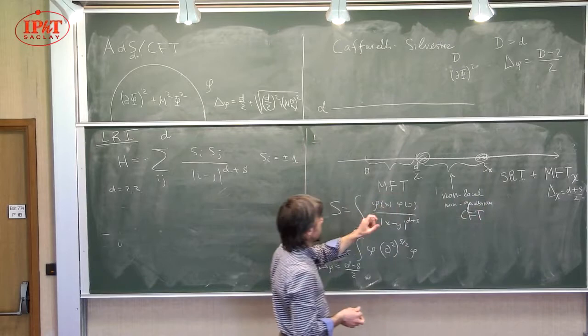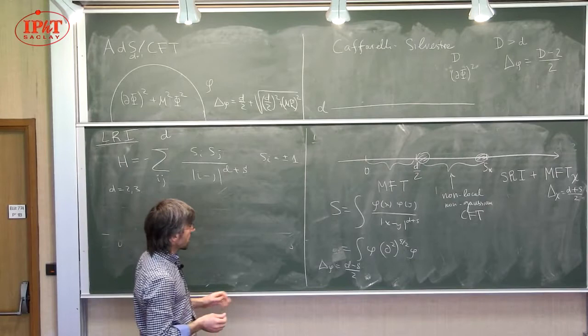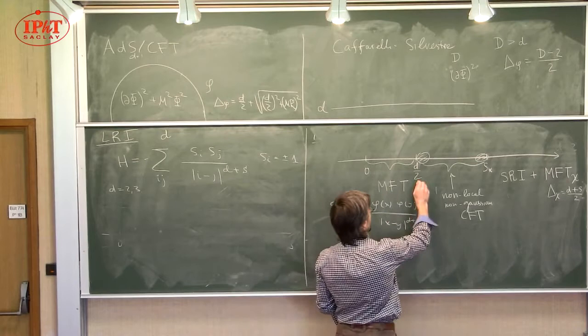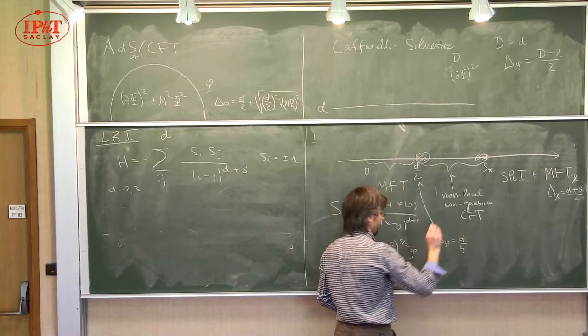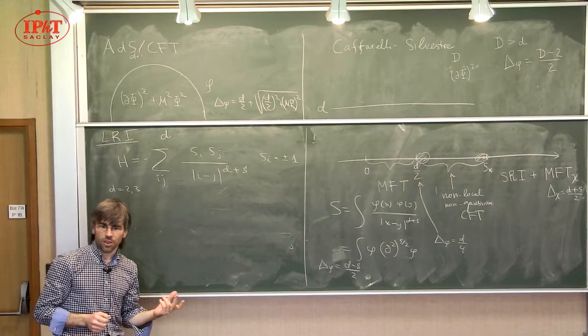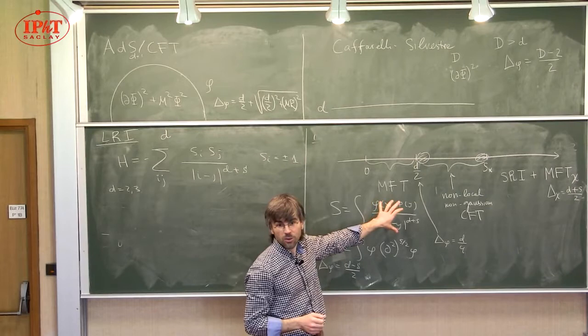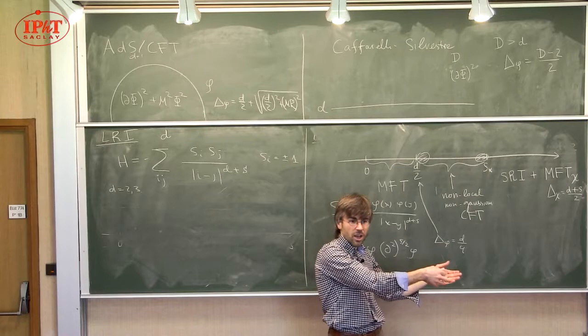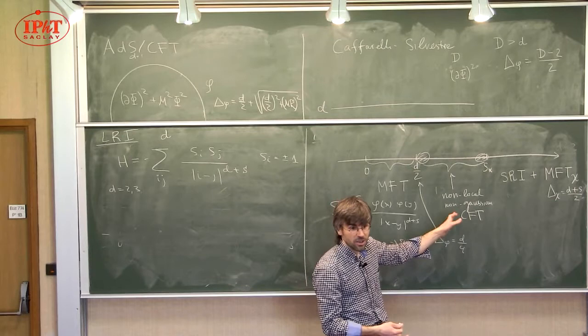So d over 2 is quite easy to understand. What happens when s becomes d over 2? You can see it from here: delta phi is equal to (d minus s) over 2. So at this point, delta phi becomes equal to d over 4. And when delta phi is d over 4, the operator of phi to the fourth is marginal. That's why the theory was Gaussian here, because the operator of phi to the fourth was irrelevant, and you could not perturb this theory. It was a stable fixed point. Here the operator of phi to the fourth becomes weakly relevant. You can add it to the theory, you can flow, and by doing this flow, you flow to this non-local, non-Gaussian CFT. This explains the origin of this d over 2 limit.